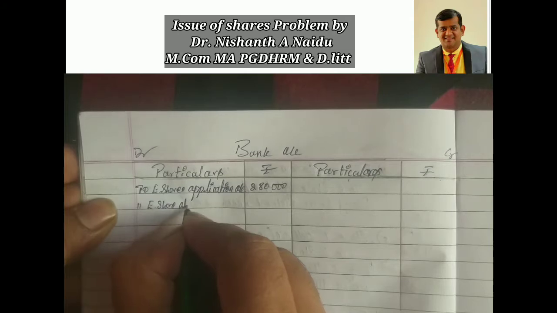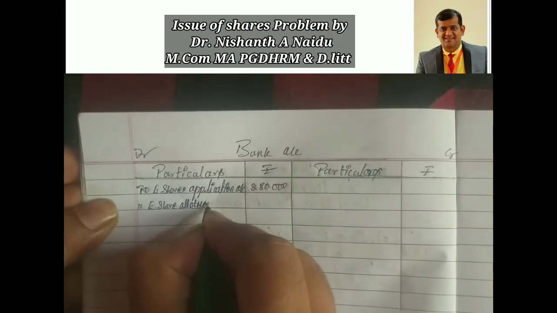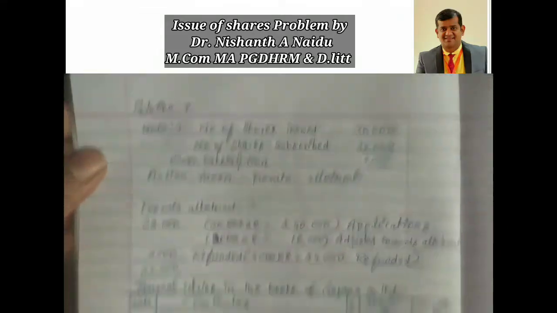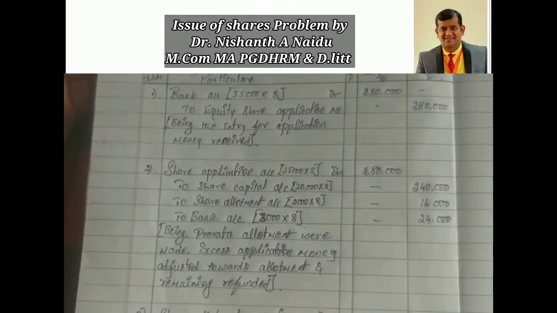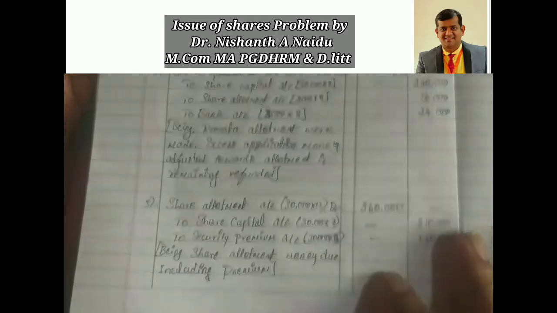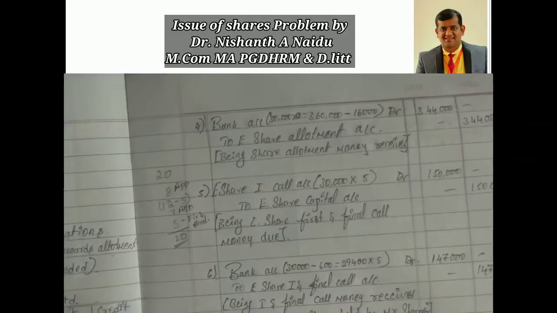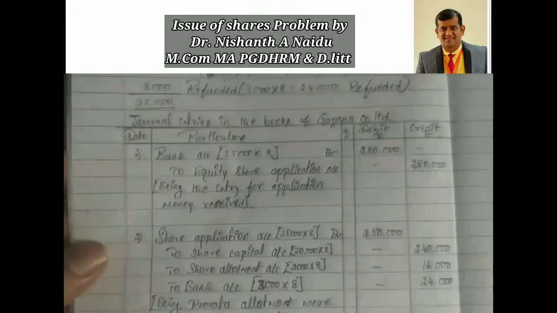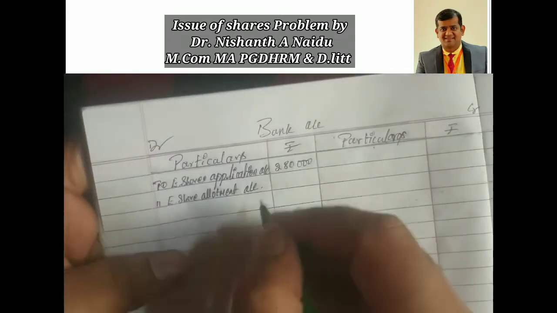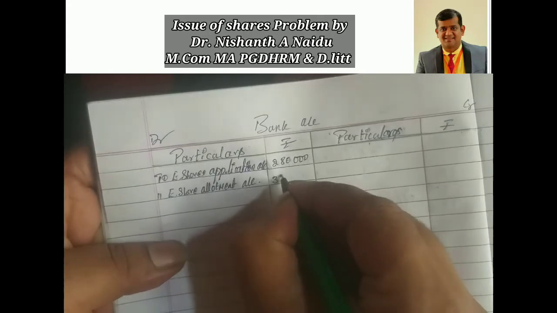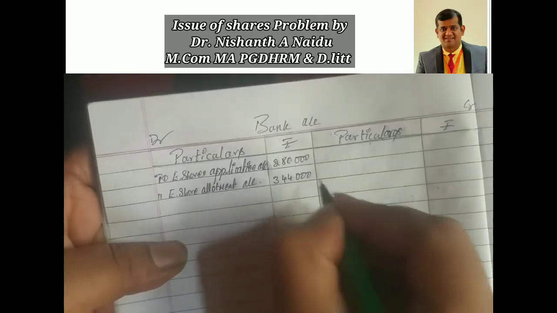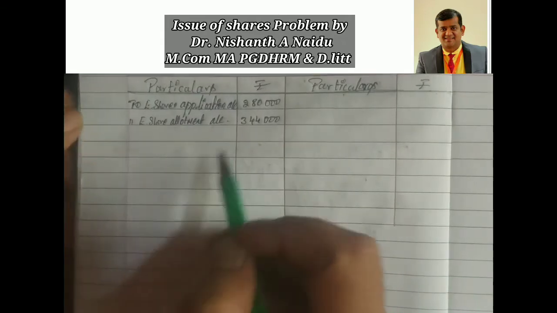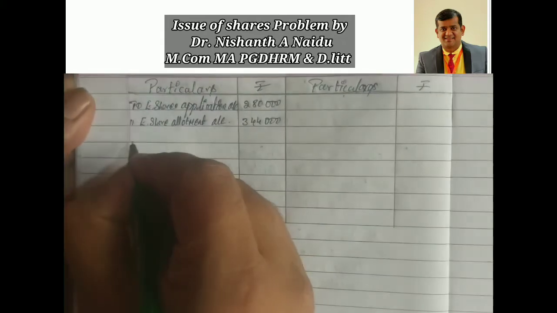To equity share allotment account. So on allotment, how much have I received? In the fourth entry on allotment, I have received 3,44,000. 3,44,000 rupees. On share allotment, we have received 3,44,000.